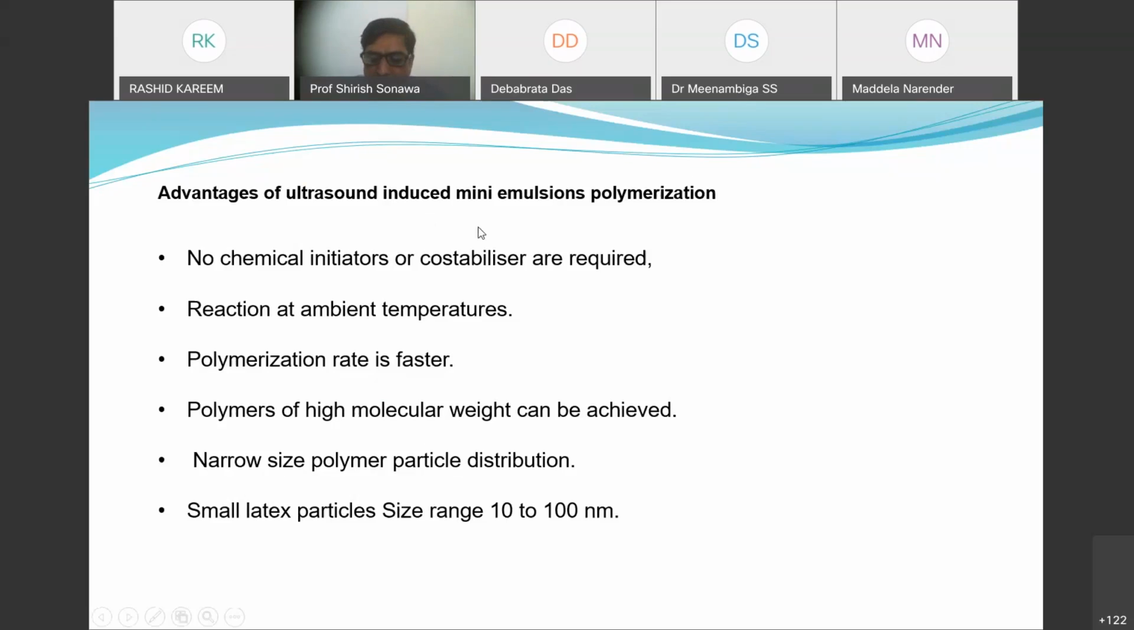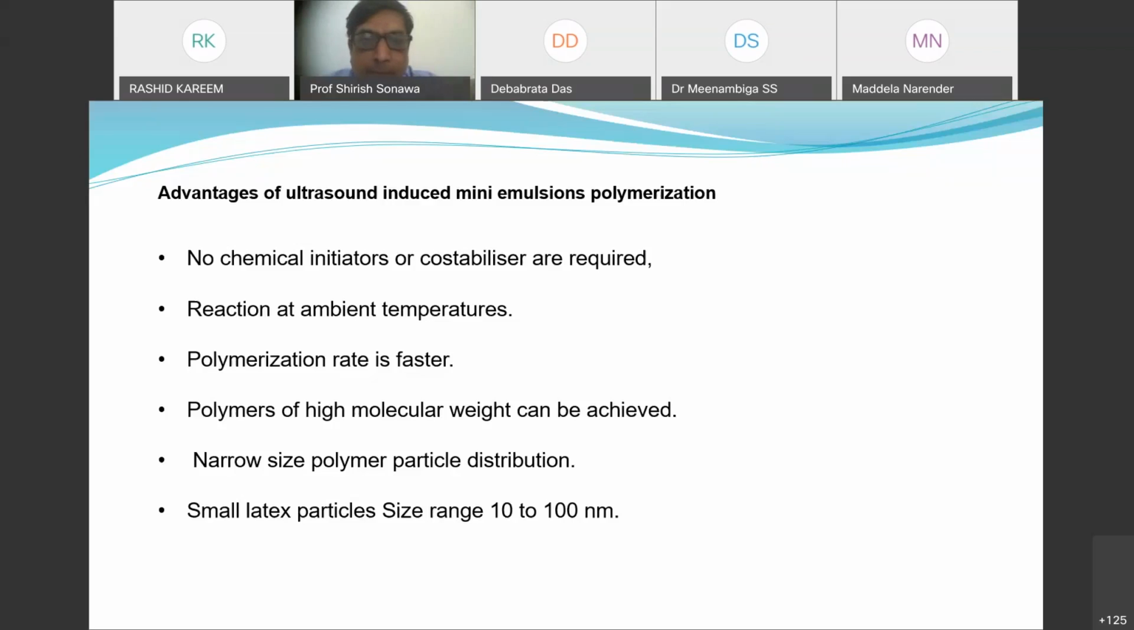Second, the reaction paths are changed using the ultrasound. The mechanism is different from how the usual chemical reaction happens, and the reactions can be carried out at ambient conditions also. I will give an example of a polymerization reaction, taking butyl methacrylate or methyl methacrylate.